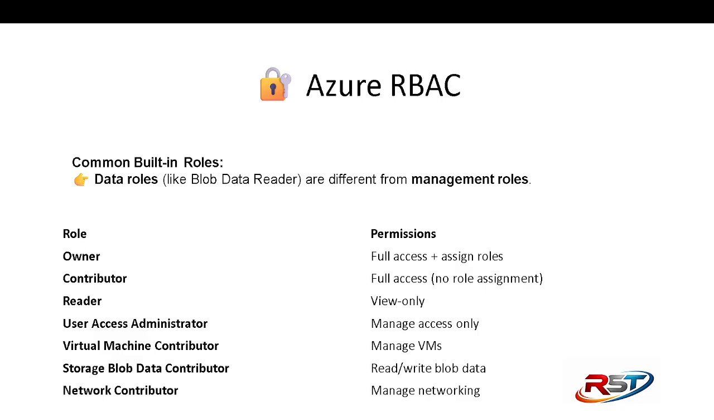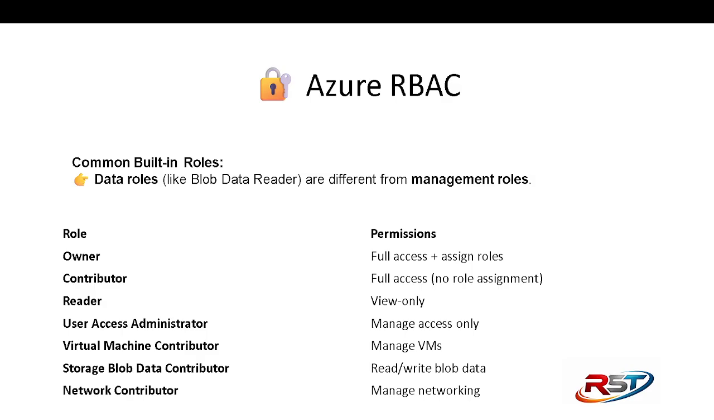User Access Administrator. So manage access only. User Access Administrator means he can manage only access. He can't do anything else. He can't get full access. He can view and manage access only. And Virtual Machine Contributor. This role gives permission to manage VMs. So we can create VMs, delete VMs, modify VMs like that.